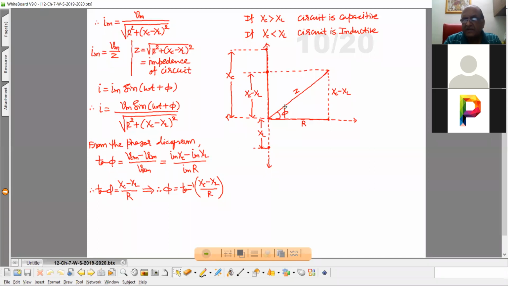So resultant Z, that is nothing but under root R square plus XC minus XL whole square. So this is satisfied. Clear? And tan phi, that is XC minus XL by R.